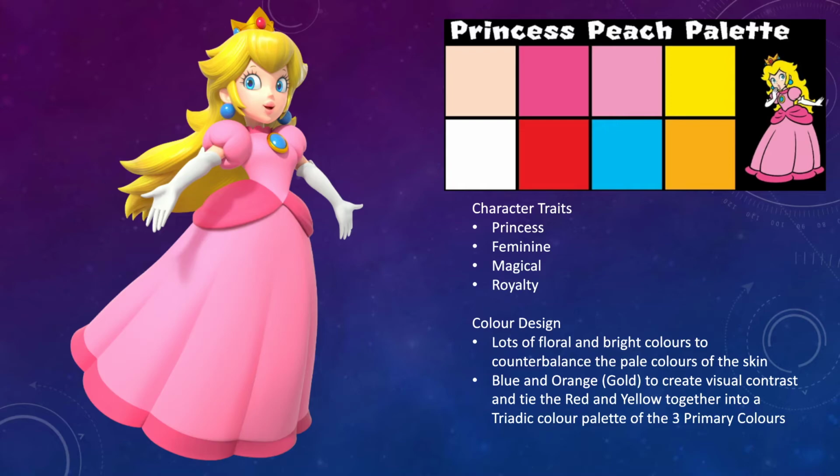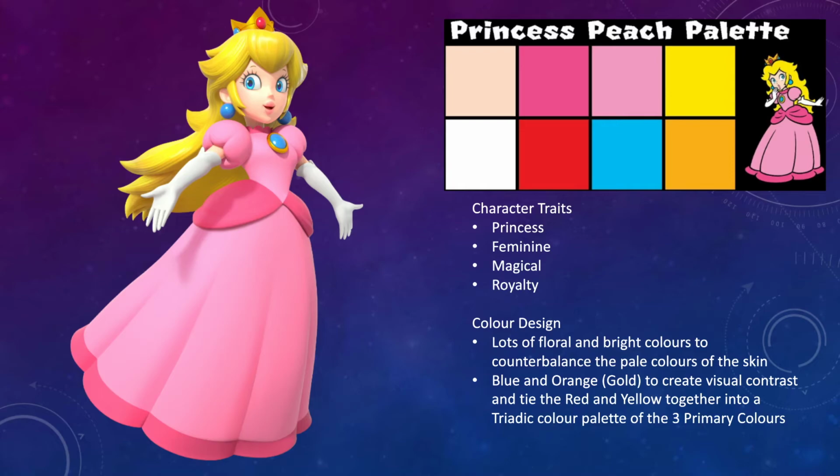So they use lots of floral and bright colours. Obviously, she's not a dark, mysterious character. They use lots of bold, bright colours to emphasise she's a very bold and bright character. She's not sitting there slumming it. She's not a grumpy person. She's very upbeat and happy.